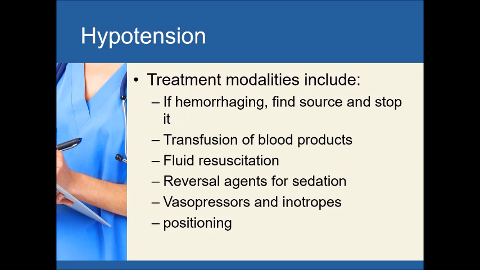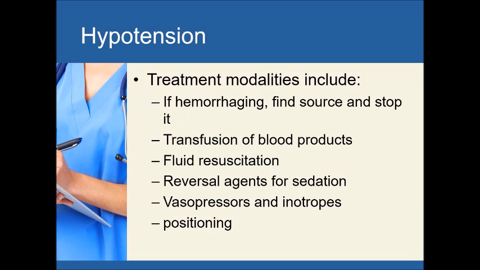So for hypotension, if the patient is bleeding and that's what's causing the hypotension, then we have to find the source and stop it. Transfusion of blood products including PRBC cells, platelets, fresh frozen plasma, and cryoprecipitate might be indicated to further stop the loss of blood. Fluid resuscitation will be necessary to treat the hypotension. If the hypotension is caused by sedation, then reversal agents.